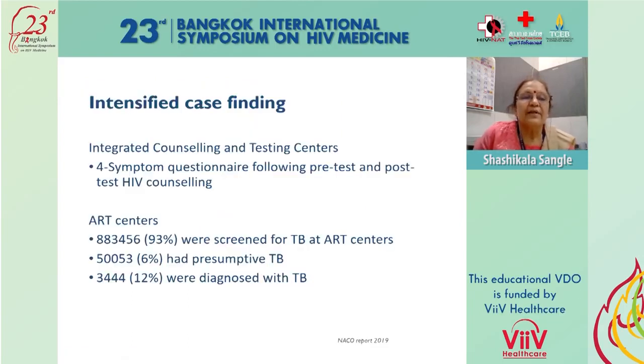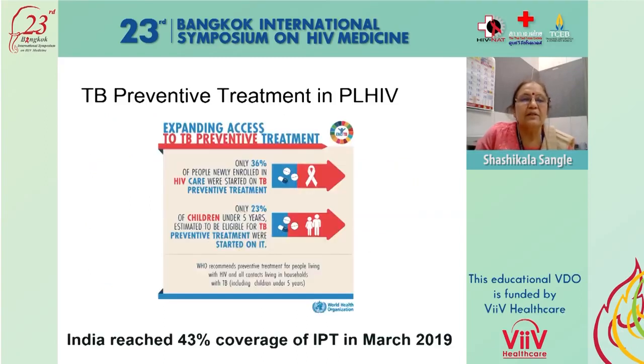Now, what is this intensified case finding, which is very important? Integrated counseling and testing is done simultaneously in the ART center. The four symptom questionnaire follows the pre-test and post-test HIV counseling. So when patients come, they are simultaneously counseled for the four symptoms of tuberculosis. At ART centers, 93% of patients were screened for tuberculosis, 6% had presumptive tuberculosis, and 12% were diagnosed to have tuberculosis among PLHIV. This is 2019 data.